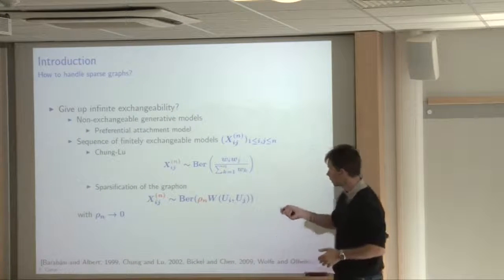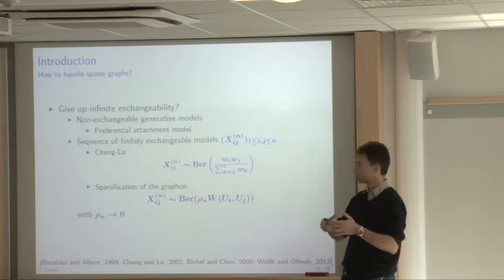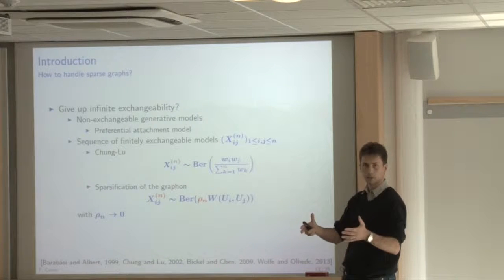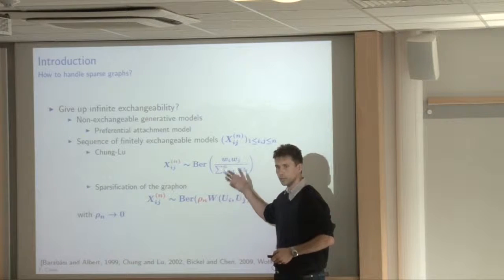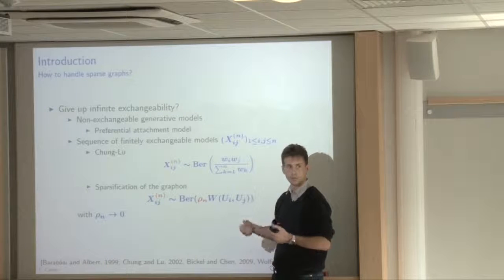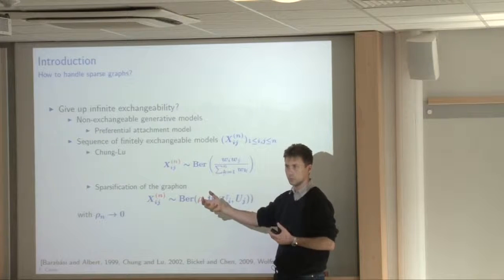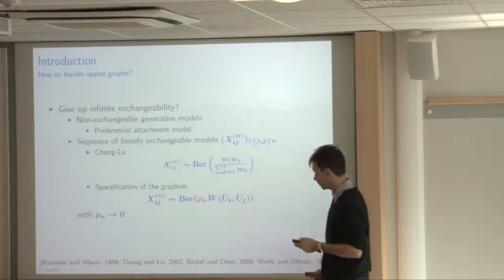The limitation of using that is that now you've got sequences of models. Those models are finitely exchangeable, but they are not consistent under marginalization. So it does not define a proper generative network model. If you're interested in making predictions, such as the distribution of the connection of a new node given the previous ones, you cannot. It doesn't really make sense to use this.